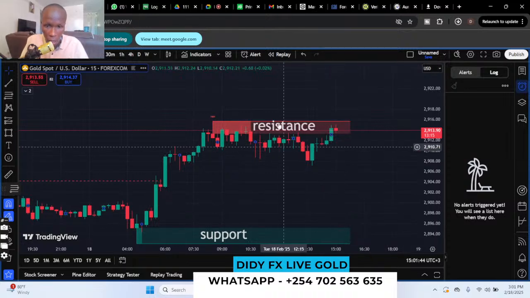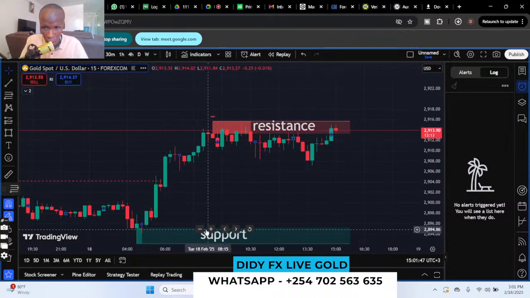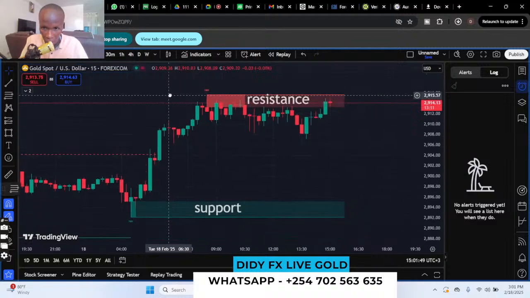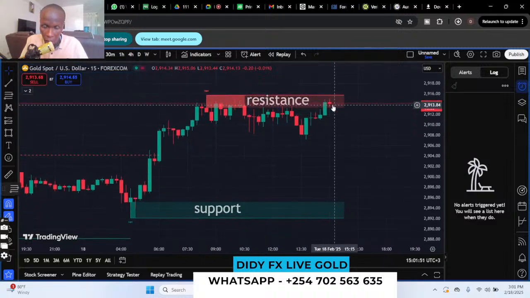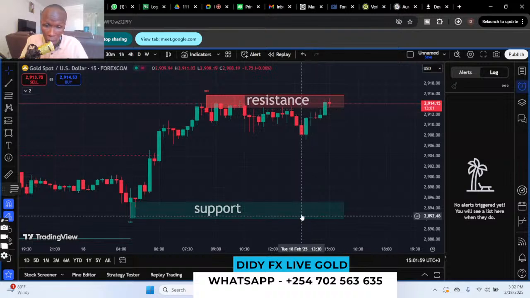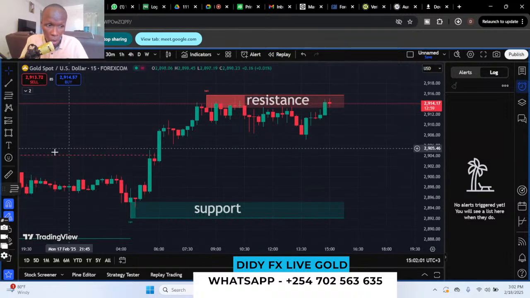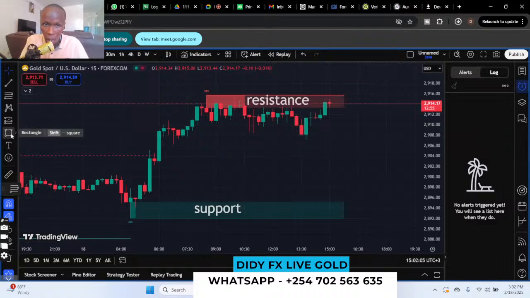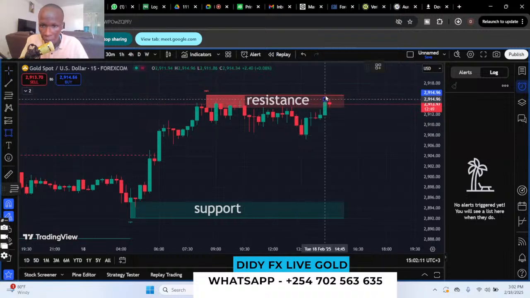So this is now my resistance zone and this is my support zone. So what am I expecting here? I'm expecting the market to come and retest again at this area, then come down to our support zone. So which candles will I be looking for, or which direction will I be waiting for the market to take me? I'm waiting for the market to give me a confirmation down here.